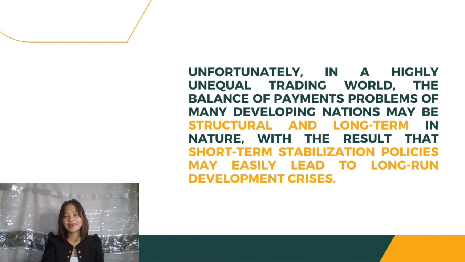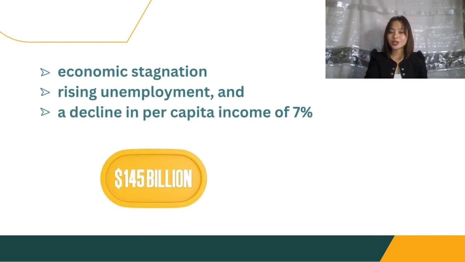Unfortunately, in a highly unequal trading world, the balance of payments problems of many developing nations may be structural and long-term in nature, with the result that short-term stabilization policies may easily lead to long-run development crises. For example, between 1982 and 1988, the IMF strategy was tested in 28 of the 32 nations of Latin America and the Caribbean. It was clearly not working. During that period, Latin America financed $145 billion in debt payments, but at a cost of economic stagnation, rising unemployment, and a decline in per capita income of 7%.